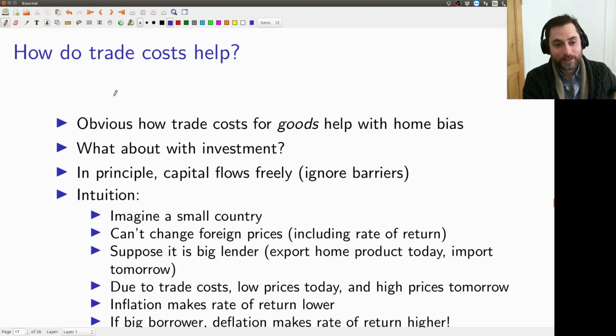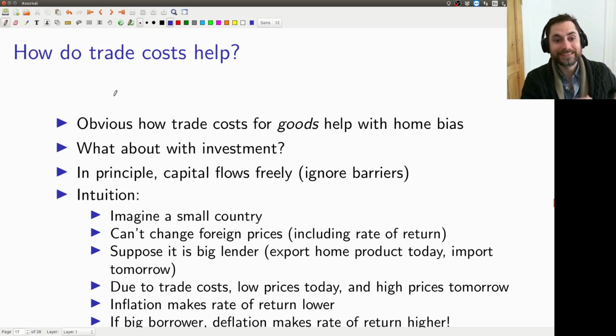It's stuck abroad. The only thing is, when they sell it abroad, they have to sell it with trade costs. So every time they ship one unit, less than one unit arrives, which means that the price of that good is going to be low today, and it's going to be high tomorrow. So we'll have to make that more precise in a minute. But if the price is low today and high tomorrow, that's like inflation, which erodes the rate of return.